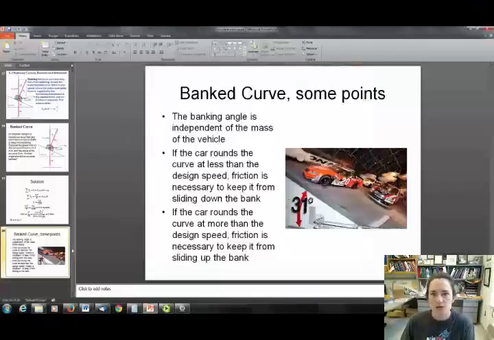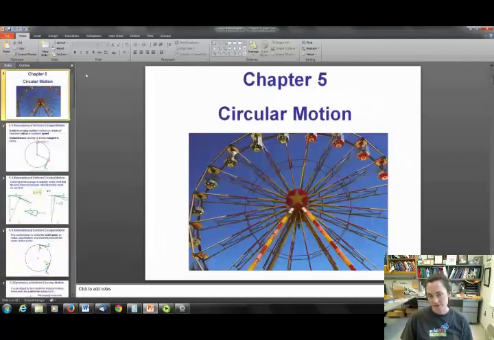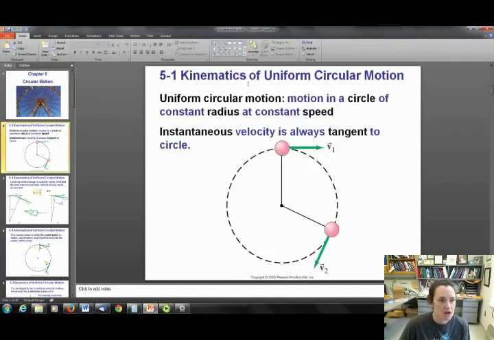Okay, so circular motion, Chapter 5. Chapter 5 covers both circular motion and gravitation. In this lecture, I'd like to cover the first few sections of Chapter 5 on circular motion.